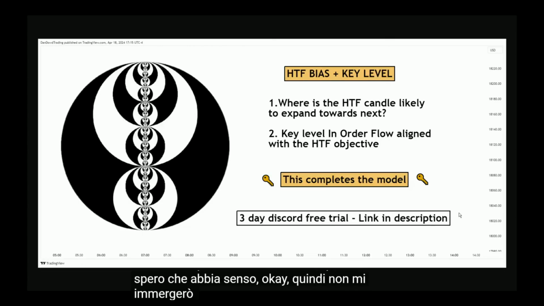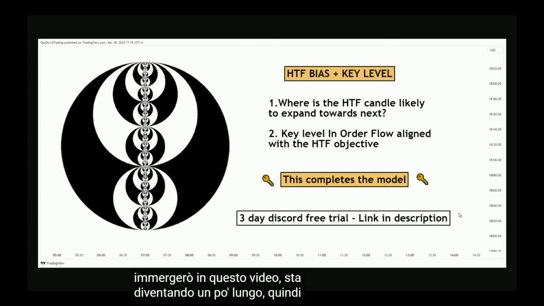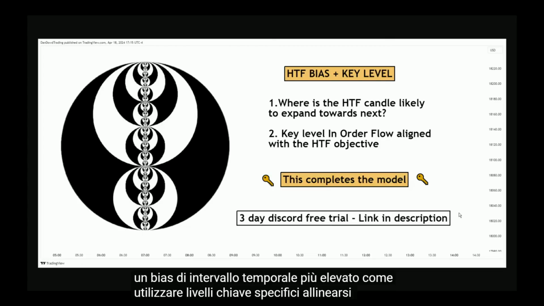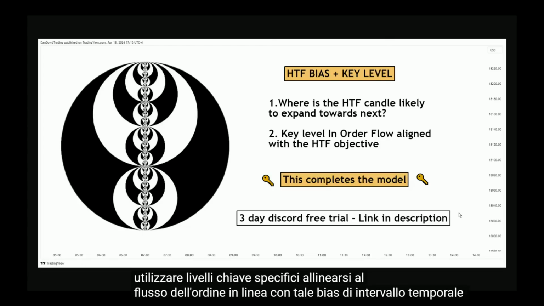Okay, so this video is getting a little long, so I'm not going to be diving into how do you come up with a higher time frame bias, how to use specific key levels aligned with order flow in line with that higher time frame bias.